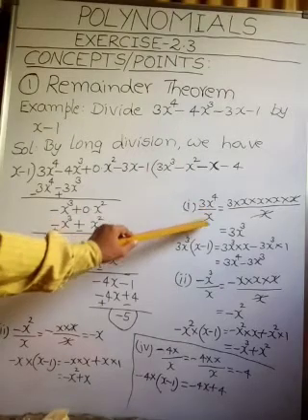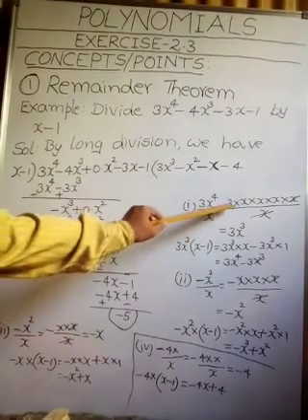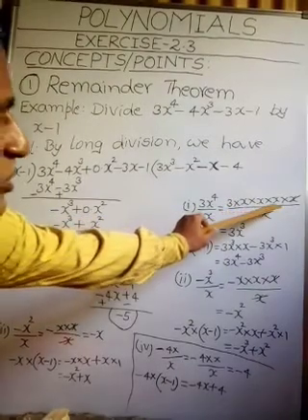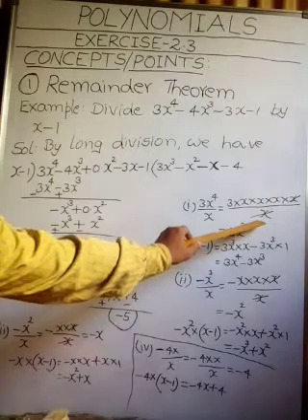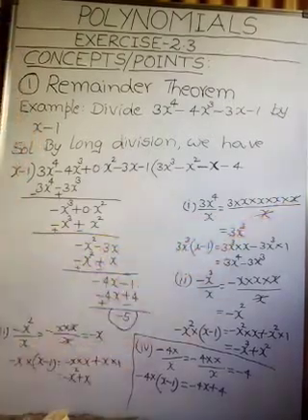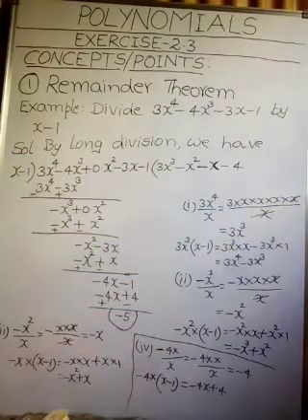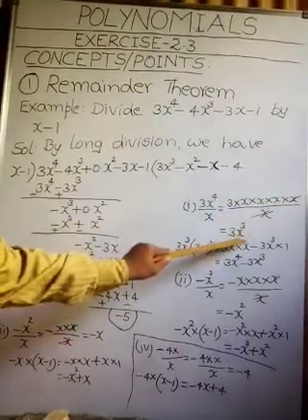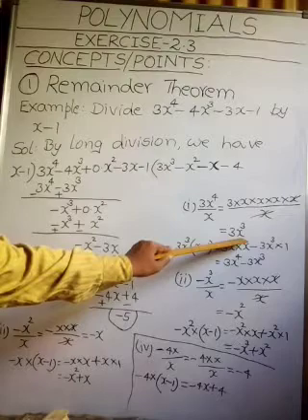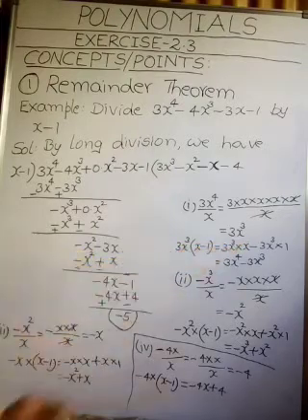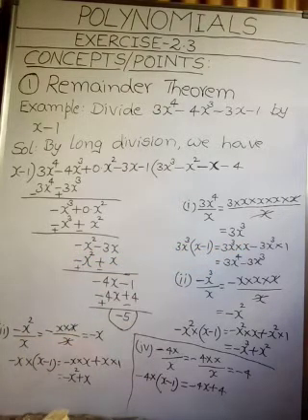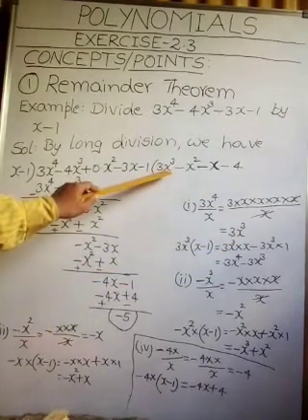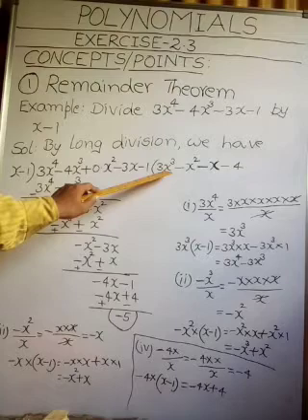So 3x power 4 by x. In the numerator we can write it as 3 into x into x into x into x by x. Here x gets cancelled. Then what do you get in the numerator? 3 into x into x into x. How do you write it? As 3x cube. So this is the first term of the quotient. So we wrote here 3x cube is the first term of the quotient.